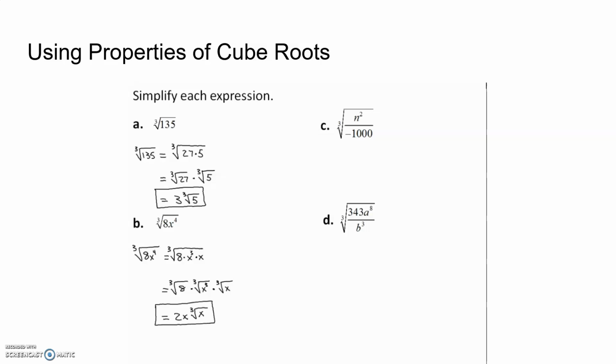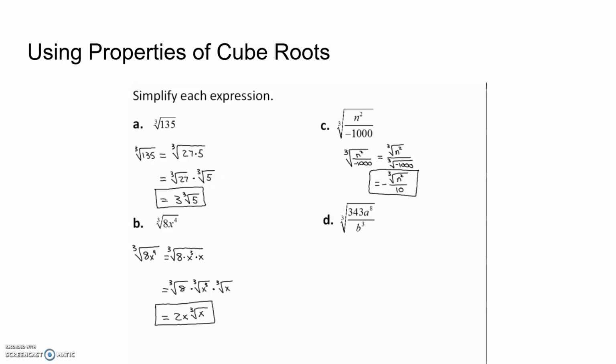Part C, the cube root of the quantity n squared divided by negative 1000. First, use the quotient property of cube roots. The cube root of the quantity n squared divided by negative 1000 equals the cube root of n squared divided by the cube root of negative 1000. Because the cube root of negative 1000 equals negative 10, the expression simplifies to negative the cube root of n squared divided by 10.